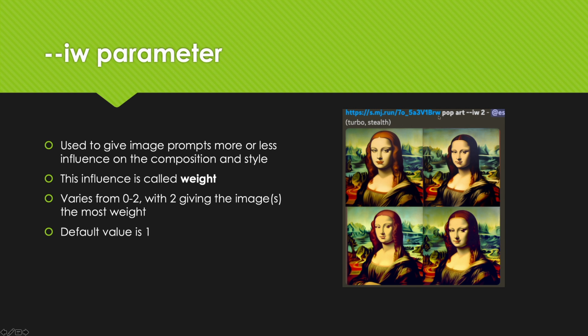You can see right here, we've got an image of the Mona Lisa, and the text prompt is pop art. And we have the image weight of 2. So this has maybe a slightly pop art feel. The colors are a little bit bleached out, but it doesn't look very pop art like. And if we changed it to image weight 0, we might not see the Mona Lisa at all. It might just be a generic pop art image.